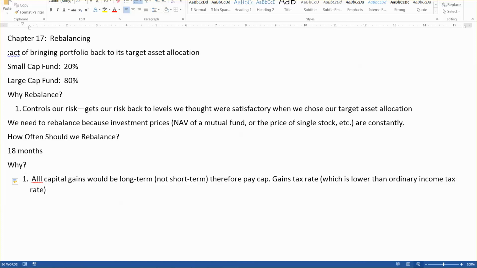Now, it could turn out that your money's in a tax deferred account, in which case this wouldn't matter to you because you wouldn't even pay taxes on it when you switched anyway, because you're not actually taking money out of your retirement account, you're just switching where the money's allocated, and it's still staying in your tax deferred account.